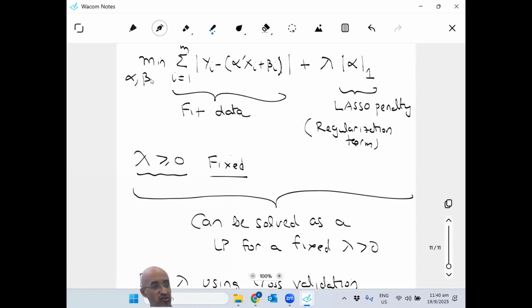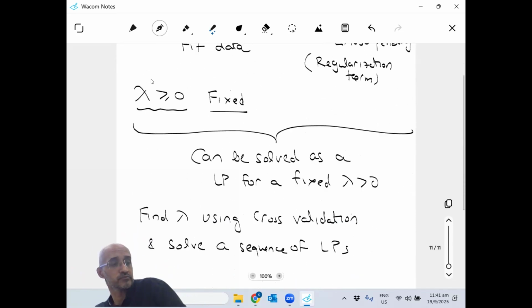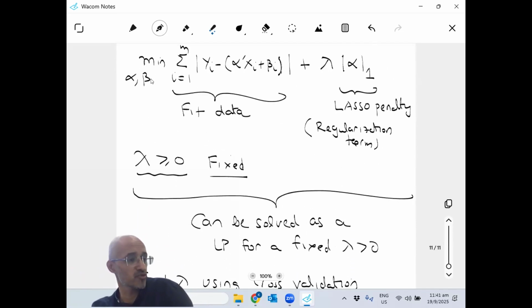This is in the scope of statistics. It's not of interest in this course. But those of you who are interested in statistics will be interested in this. The point here is this is also a linear program. Okay. Any questions with this? Any questions online?